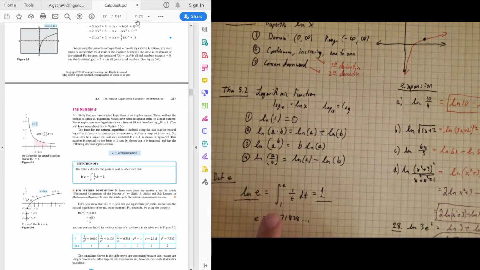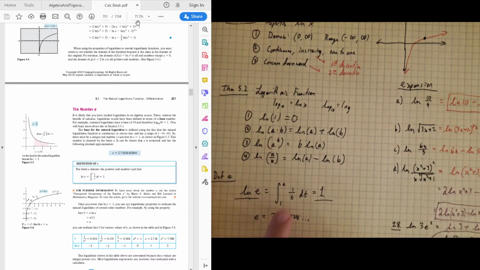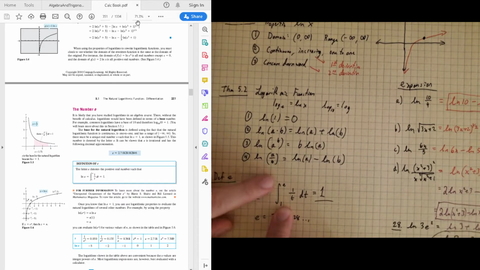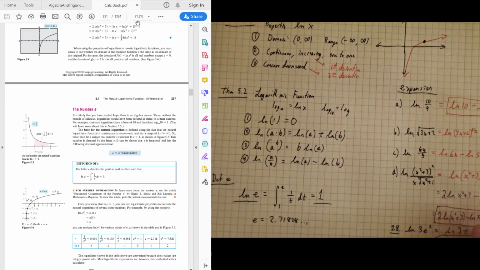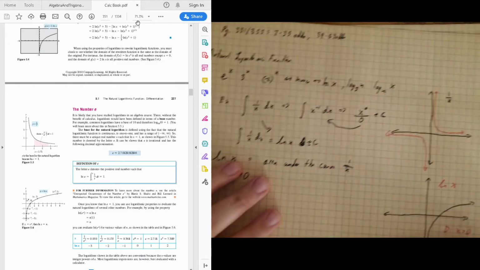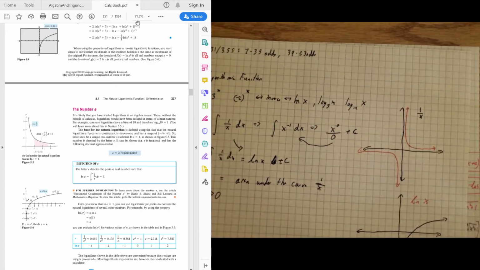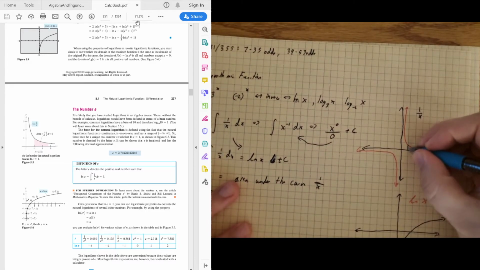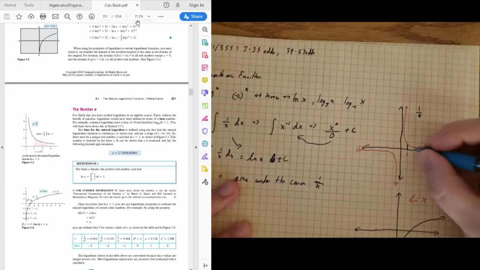In other words, if we look at this in terms of the calculus definition, this tells me that ln of e is defined as the area between 1 and e of 1 over t dt. In other words, that area between 1 and e is 1. If we go back and look at that function right here, this tells me the area between, this blue here, between 1 and e, this area is equal to 1.